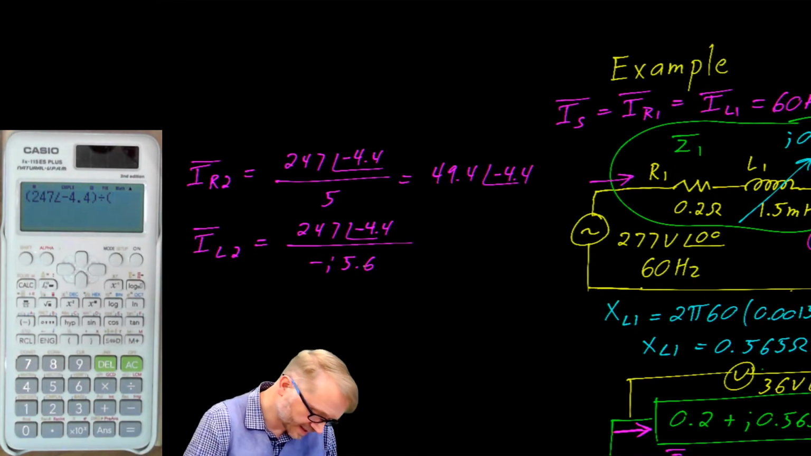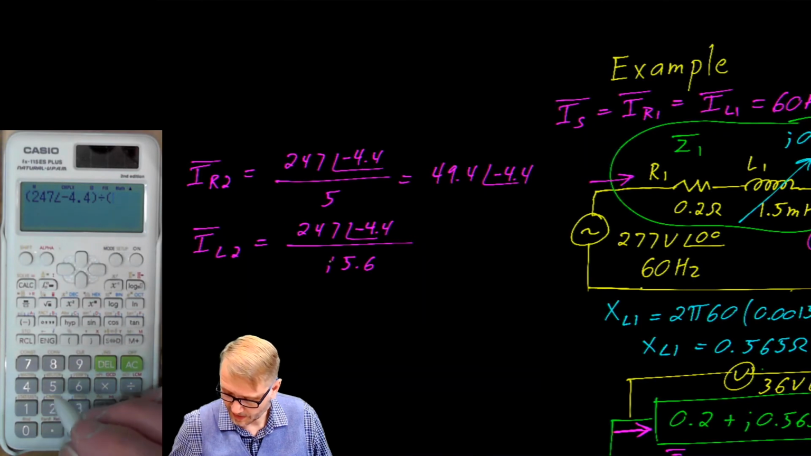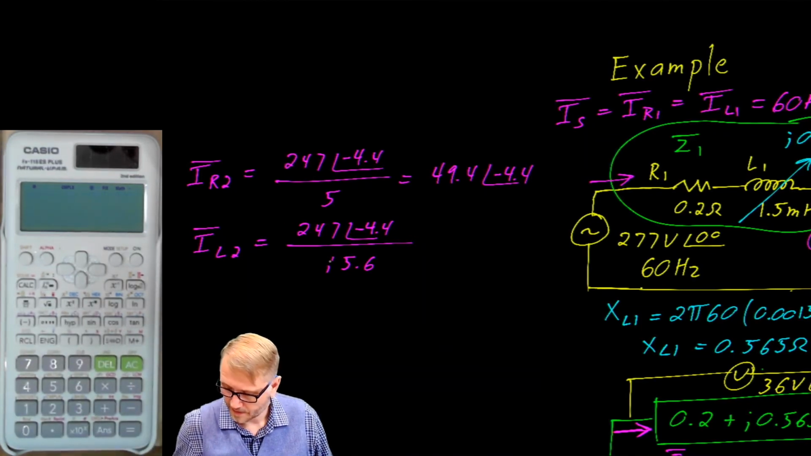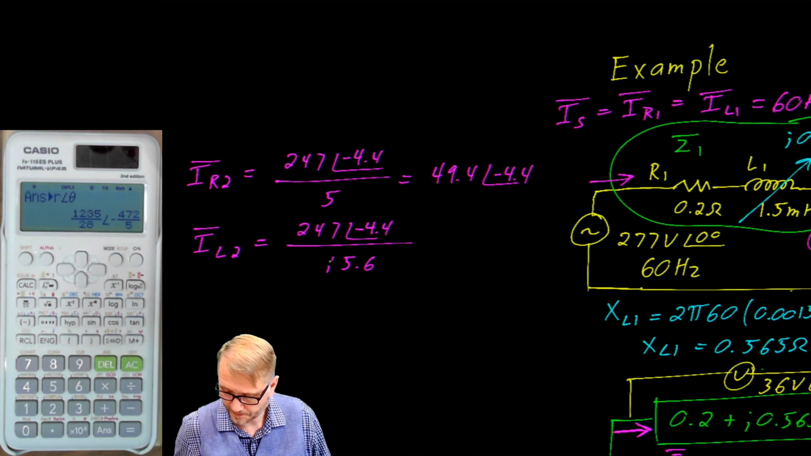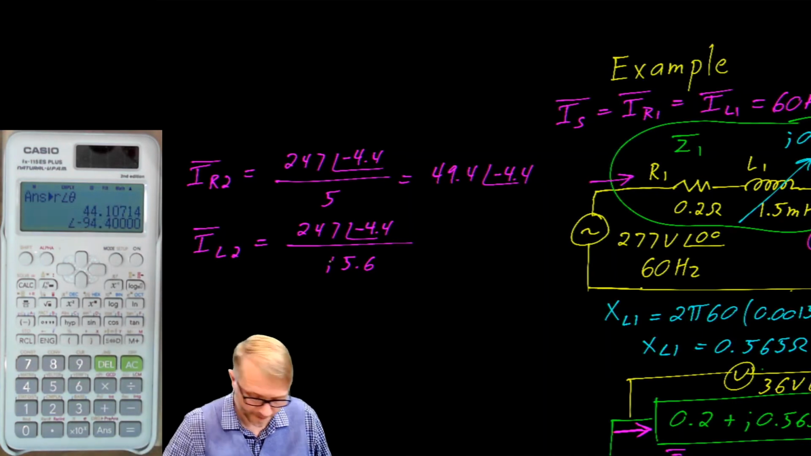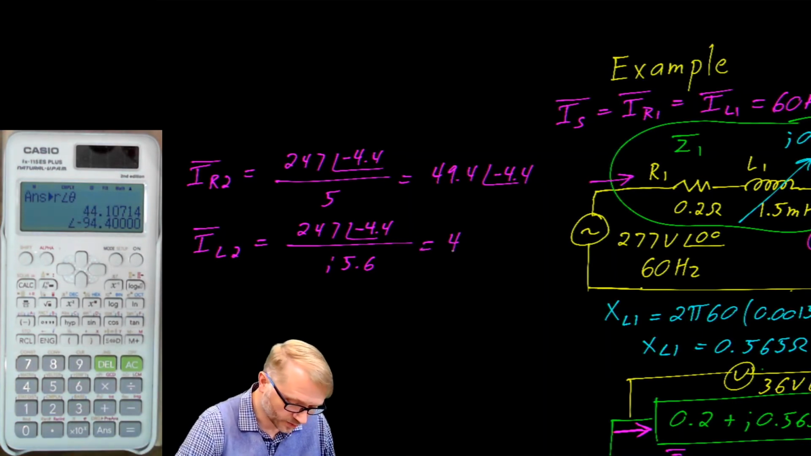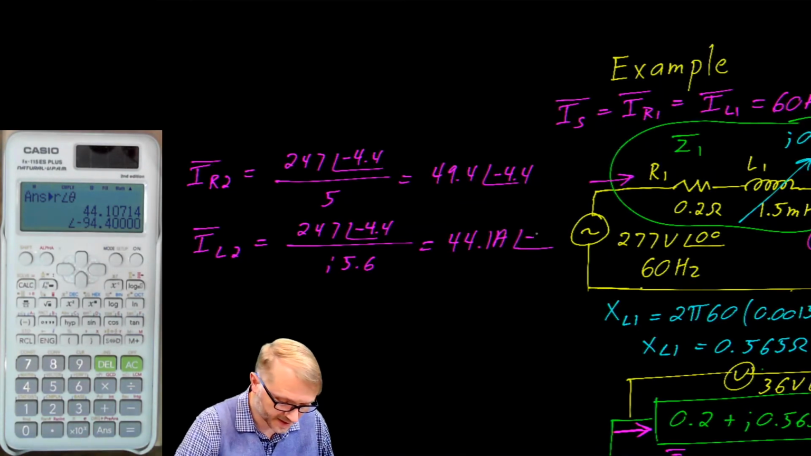That's not negative. Inductors are not negative. Let's try that again. 5.6 J. And complex 3 equals... So that is 44.1 amps at a phase angle of negative 94 degrees.